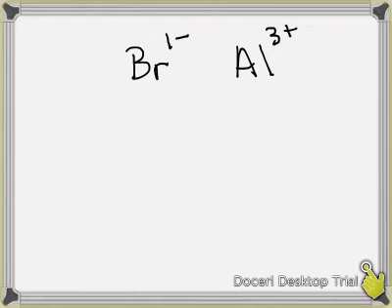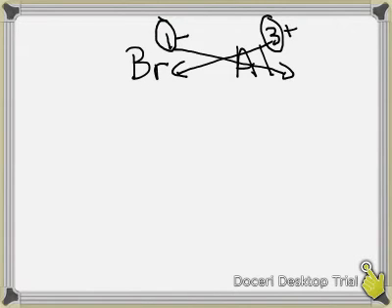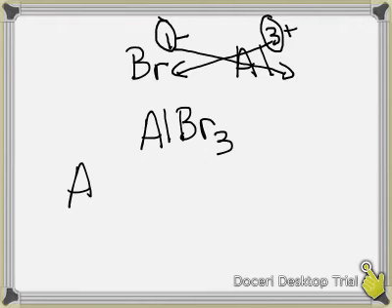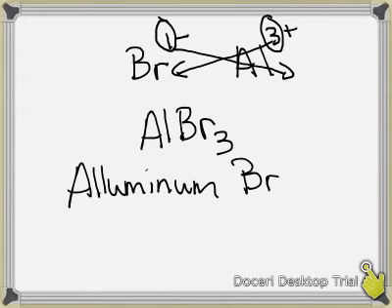So now what you do is you take the number on the charge and you give it to the other element as a subscript, right? So we're going to need 3 bromines for every 1 aluminum, but I put these out of order for a reason. Who always goes first? The cation. So I'm going to write it as AlBr3. What's the name of this guy going to be? Aluminum bromide. This isn't so bad, right?